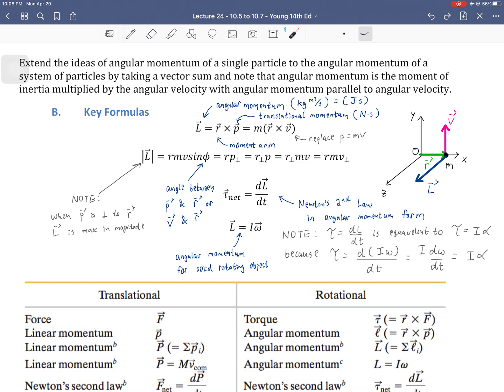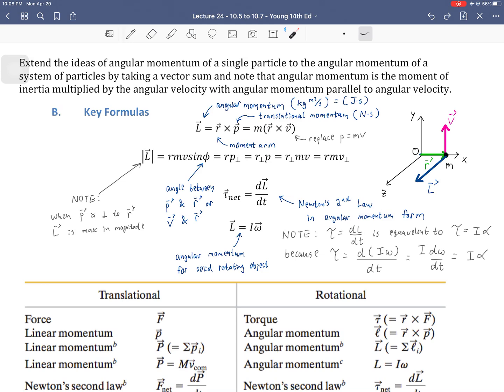That's kind of interesting. Why didn't I replace L with what I had up here? Why don't I replace it with r m v sine phi, right? How do I come up with I omega? Well, it turns out that r m v sine phi for solid objects becomes I omega. I'll leave the proof out of the lecture. I didn't assign anything in the homework, but certainly you can kind of see where that comes from.